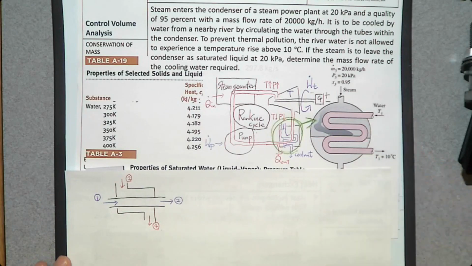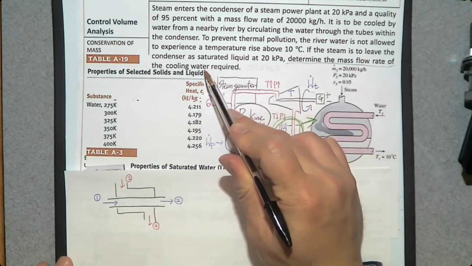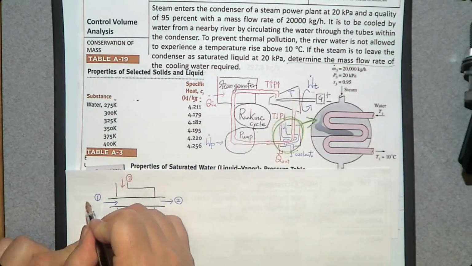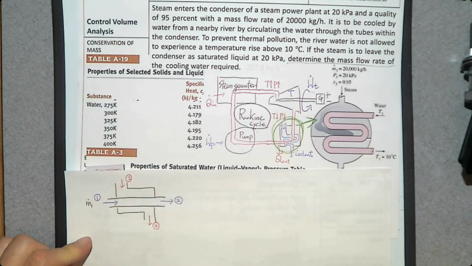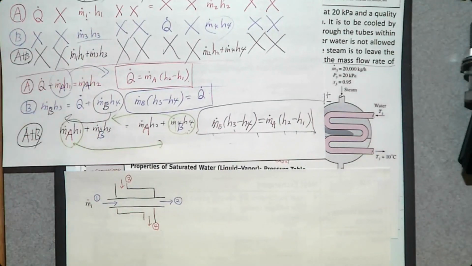Then what do we want to determine? Determine the mass flow rate of the cooling water. So we want to determine m dot 1. From the previous example, we came up with 3 energy balance equations. We can use the first 2 if we are interested in Q dot. However, we don't want to determine Q dot. We want to determine m dot. Then we can use the third one. So let's use this one.